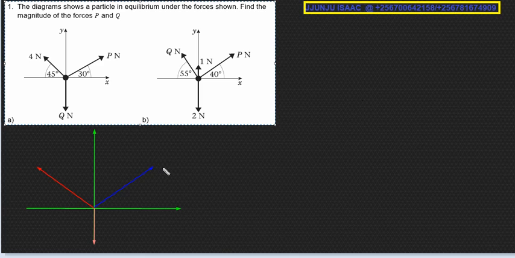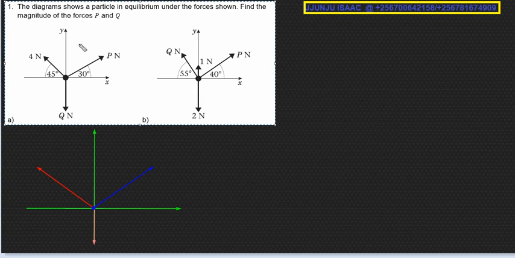Hello, in this video we are going to look at the equilibrium of a particle. So we have our particle here. I'm going to try to indicate it. So the particle is here, and we have a force P, a force Q, and a force 4N.